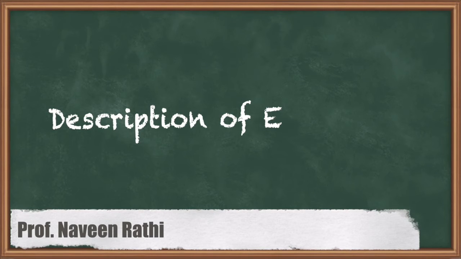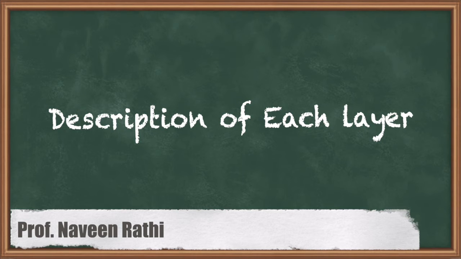Hello students. In chapter 2, network models, our next topic is description of each layer. As in the previous video, we see in the OSI model we have 7 layers. In this video, we are going to discuss all the 7 layers one by one. Now let's start.